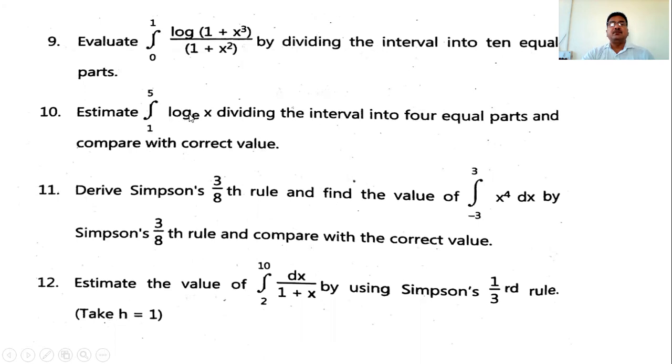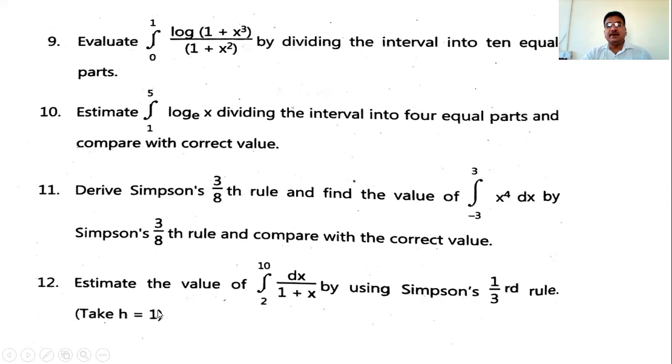So for 4 equal parts we can also apply Simpson's 1/3 rule or the trapezoidal rule because the number of intervals is even. This is also a problem on Simpson's 3/8 rule, and divide this interval -3 to 3 into either 3 parts, 6 parts or 9 parts because we have to apply the 3/8 rule. Also, this is an example on Simpson's 1/3 rule.